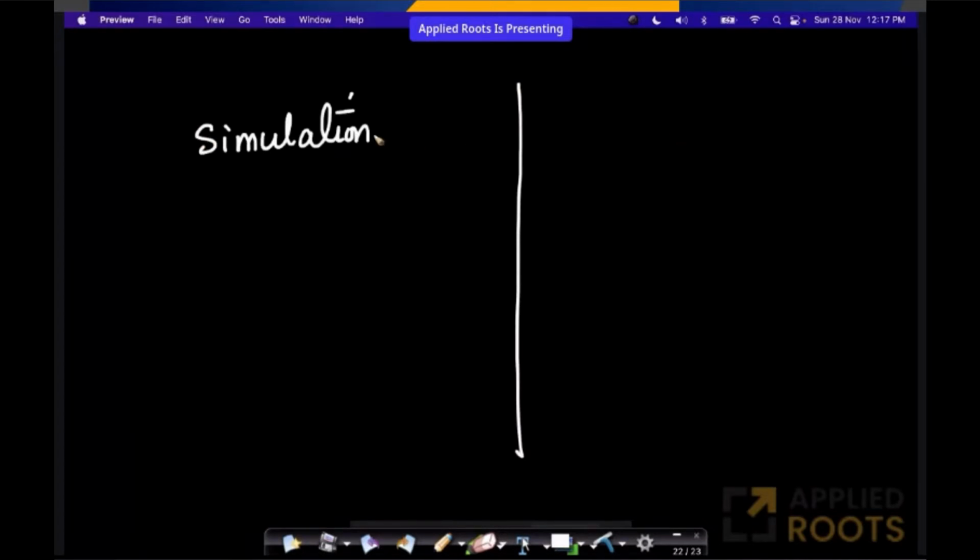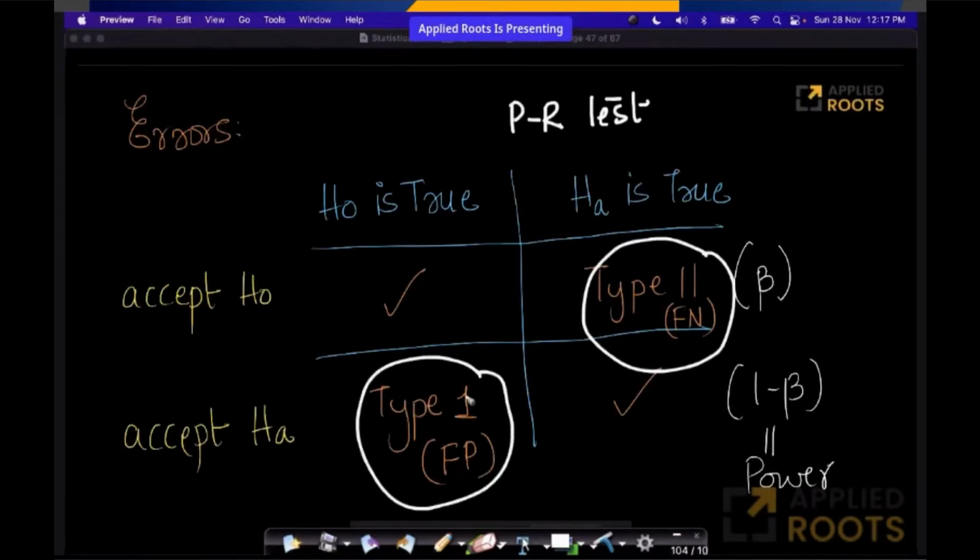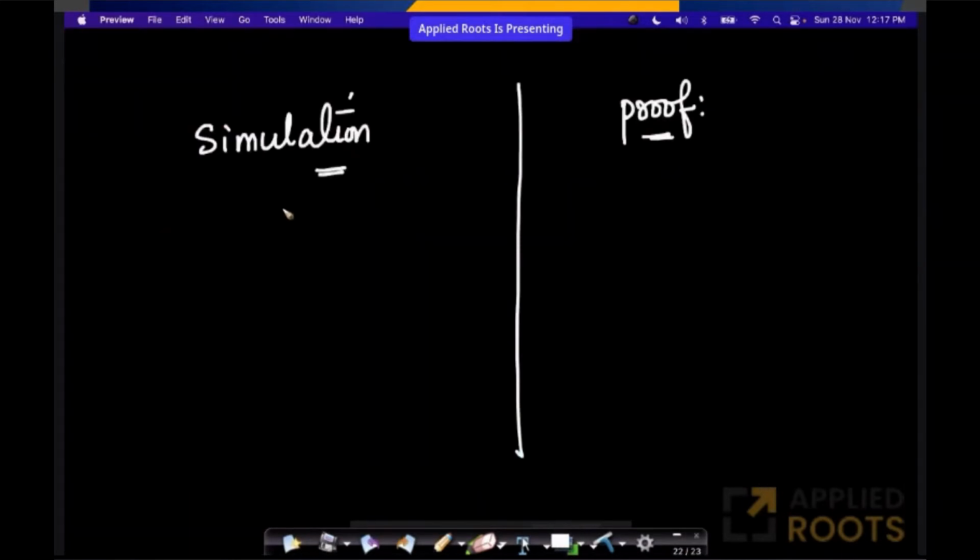One is a simulation based approach. The second is a proof based approach. A proof based approach is extremely hard for a permutation resampling test. So what a lot of people do is a simulation. How can you do a simulation? You repeat this experiment many times, like some 1 million times. What do we repeat?